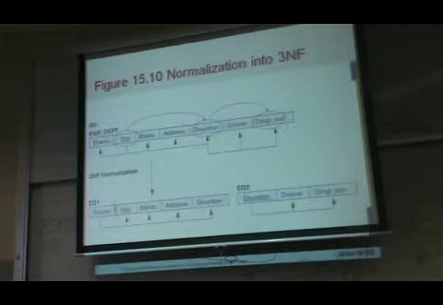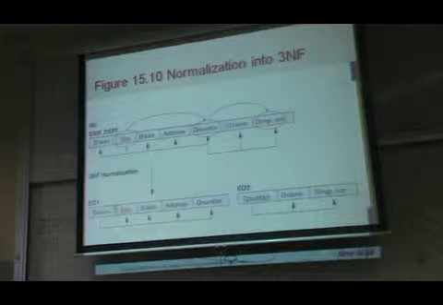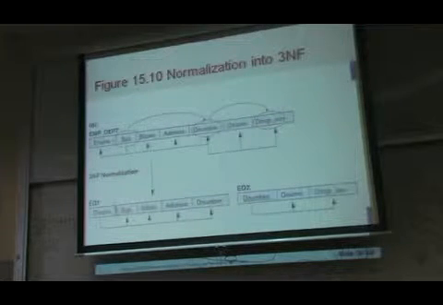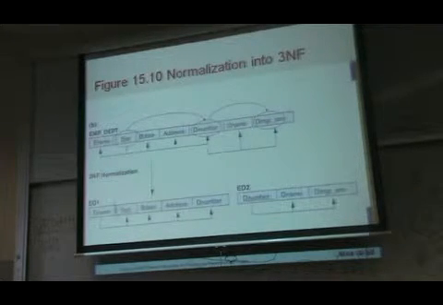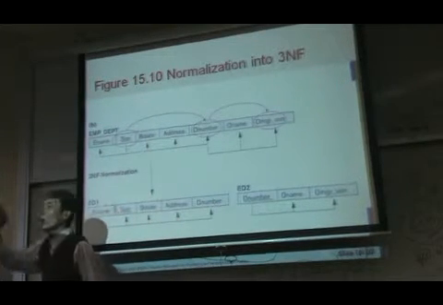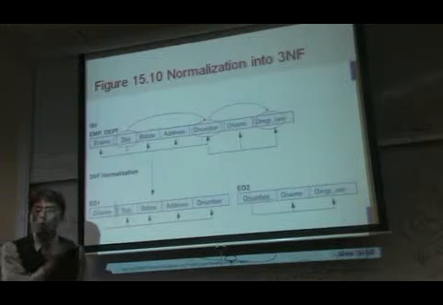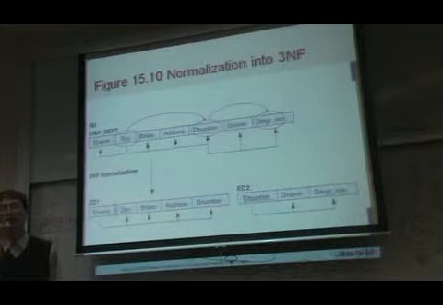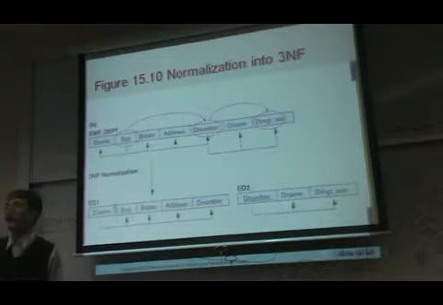Then, what about the first normal form? Is it the first normal form? Yes. Is there any non-atomic variable? No. All of them are atomic variables. No composite, no multi-value, no nested.